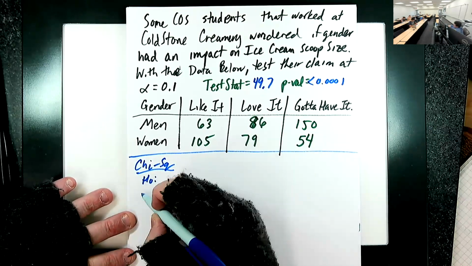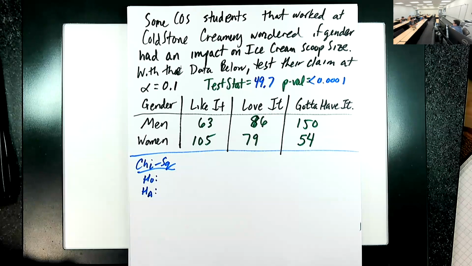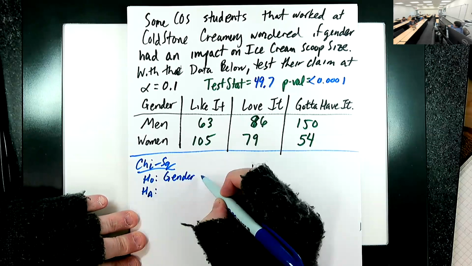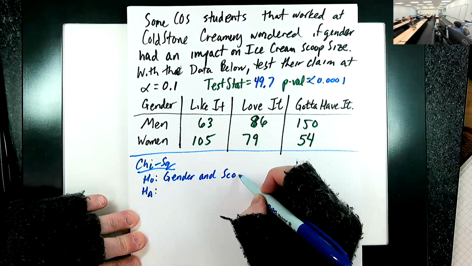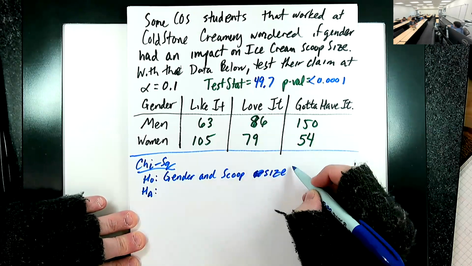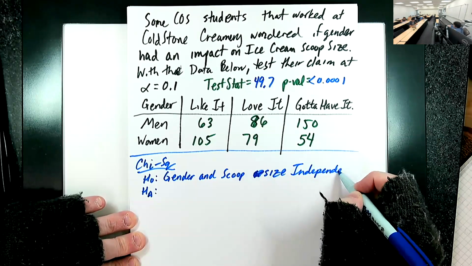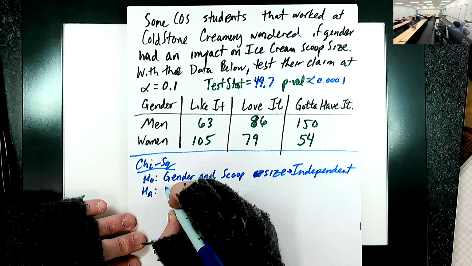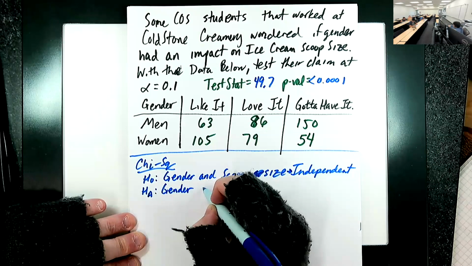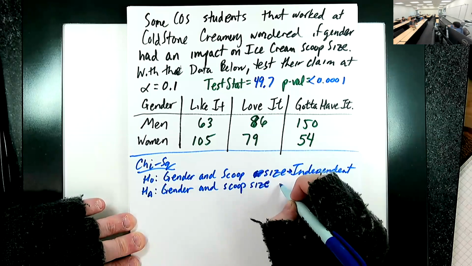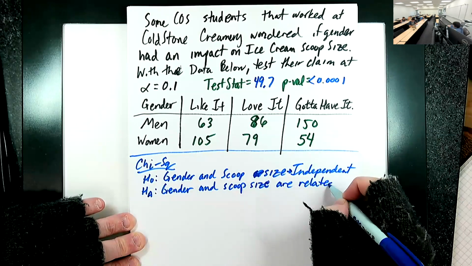Then we have to do H naught and HA. H naught is the columns and rows are independent. So for us, gender and scoop size are independent. That is the null hypothesis. There is no connection. HA is gender and scoop size are related, or dependent, if you want to use the word dependent.